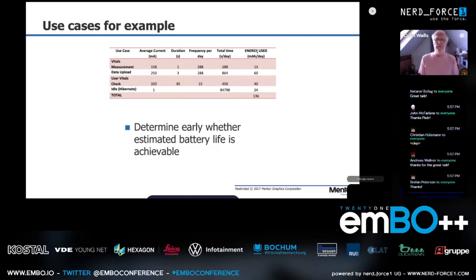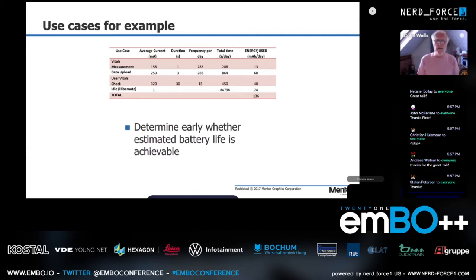We're going to do it 288 times a day. That's every 5 minutes. And the resulting time is 864 seconds in the case of the data upload. And if we multiply that by the number of milliamps on the left-hand side, and we move it to be a milliamp hours per day, it's 60 milliamp hours per day.